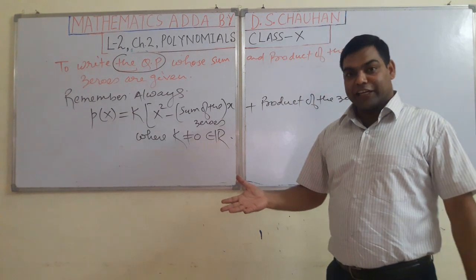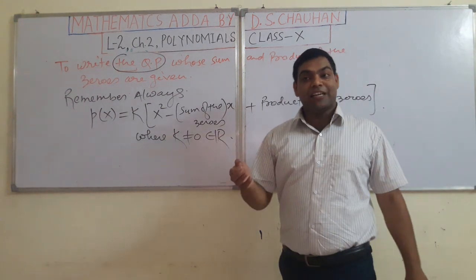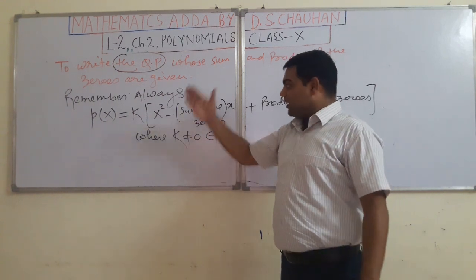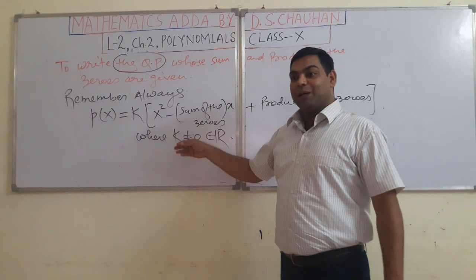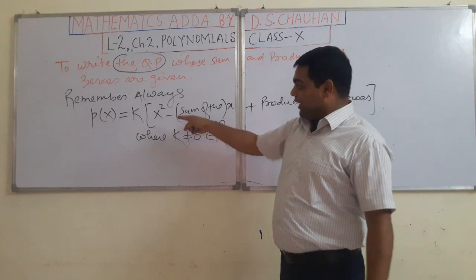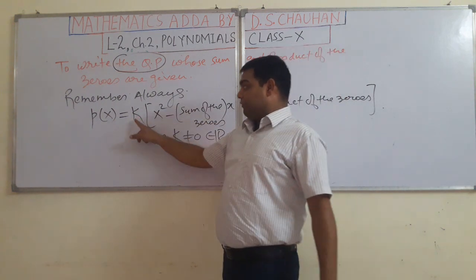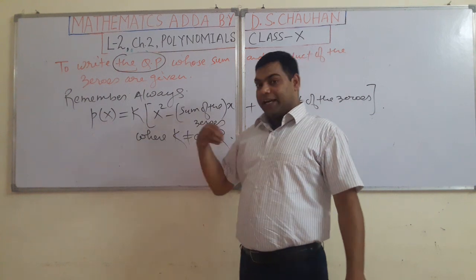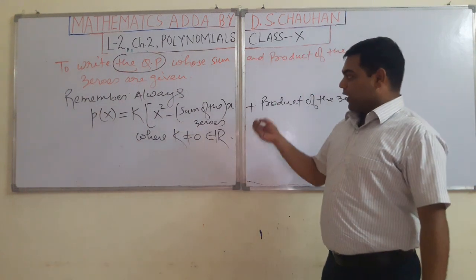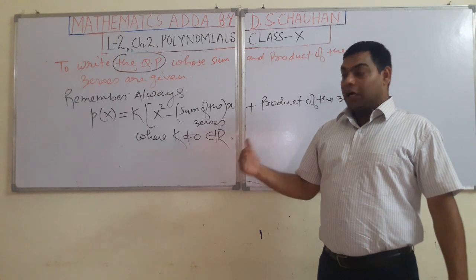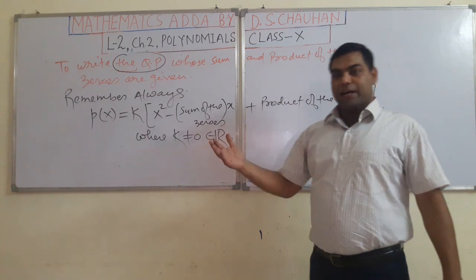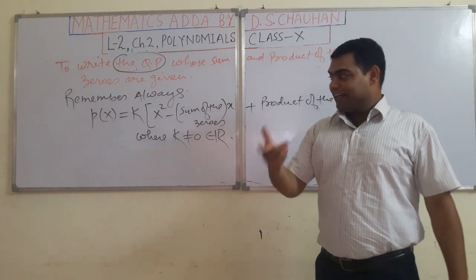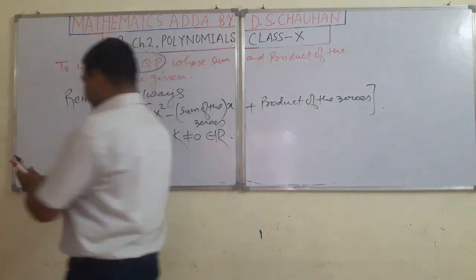How many real numbers are there? The field of real numbers is infinite. So how many quadratic polynomials will there be? These will be infinite. By putting different real values for k, other than 0, you can get many more quadratic polynomials. If someone asks how many there will be, your answer will be infinite.